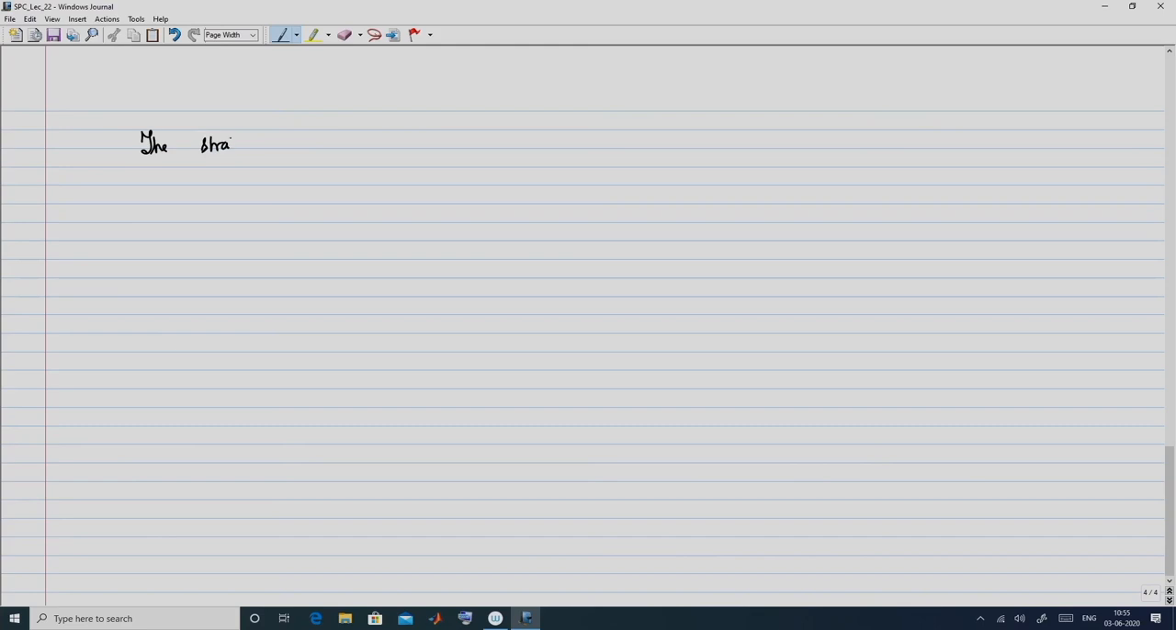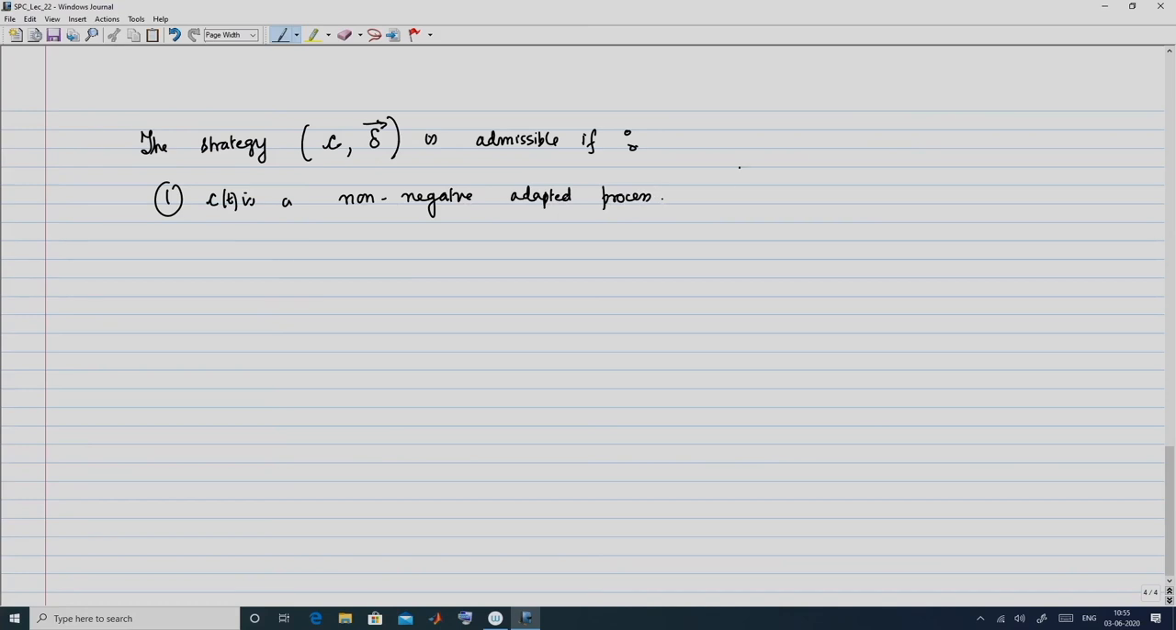So, the strategy, and by strategy I mean here C as well as the vector delta of the investment, is admissible, or allowed, if, so this is something like the opportunity set that we have done, if C of t is a non-negative adapted process. And let me explain what an adapted process is. So, this means that in other words, C of t is dependent on the information available at time small t.